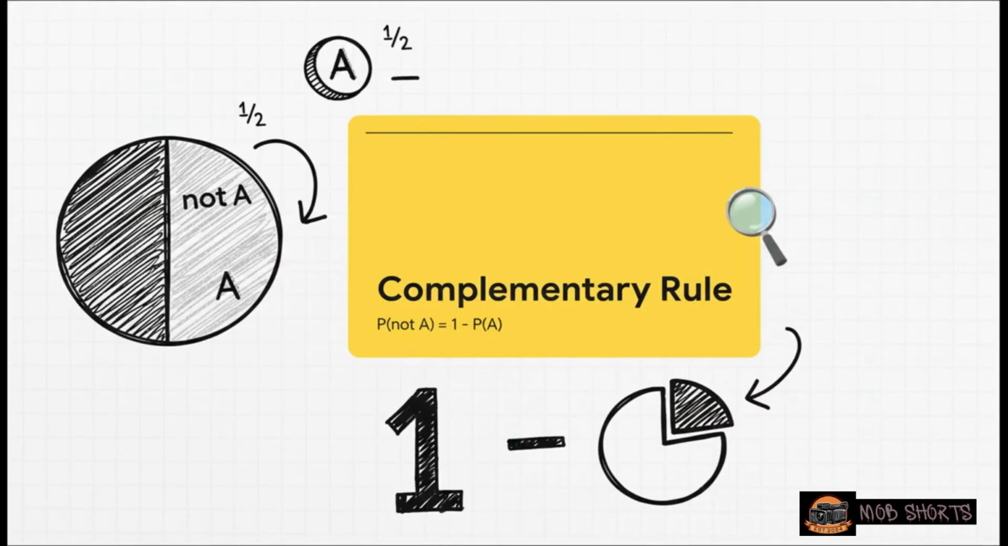Okay, this next tool, honestly, it might be my favorite. It's like a secret weapon, a total game changer. It's the complementary rule. Sometimes trying to calculate the chance of something happening is just a huge pain, but it's super easy to figure out the chance of it not happening. This rule is the magic trick that lets you do that. You just calculate the not part and subtract it from 1. Boom, you've got your answer. It can save you so much time.